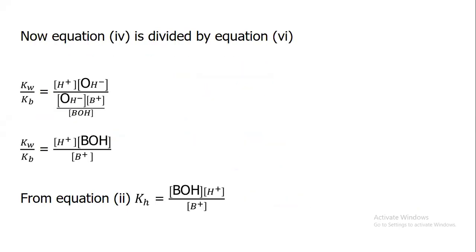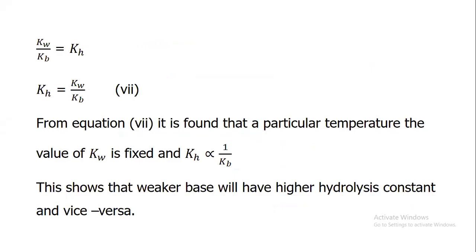Now equation 3 is divided by equation 4 and we get Kw over Kb equal to [H+][BOH] over [B+]. So Kh equals Kw over Kb, equation 7. From equation 7, it is found that at a particular temperature the value of Kw is fixed and Kh is inversely proportional to Kb. This shows that a weaker base will have a higher hydrolysis constant and vice versa.